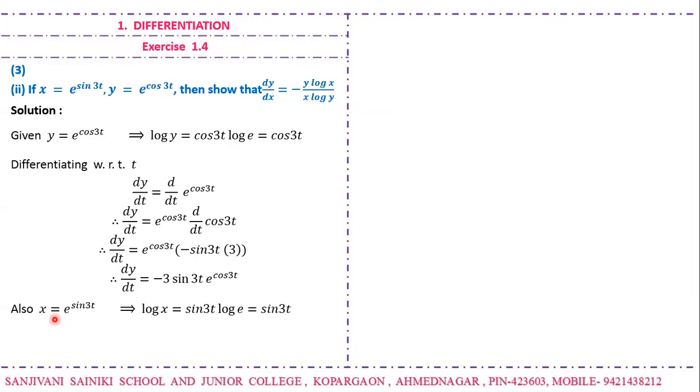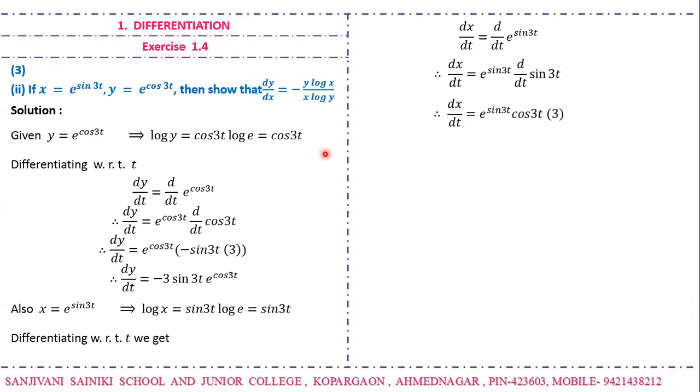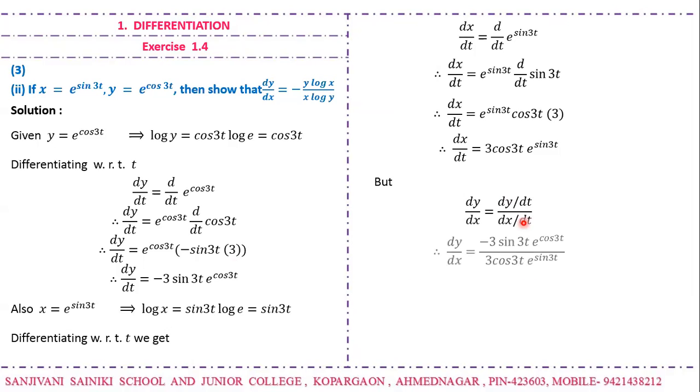So now take x and differentiate with respect to t. Use our e raised to f of x, e raised to f of x into f dash of x formula to find the derivative. So you get the derivative as 3 cos 3t into e raised to sine 3t. Now you have the parametric differentiation formula. In that we will put these two derivatives. So 3 will cancel.